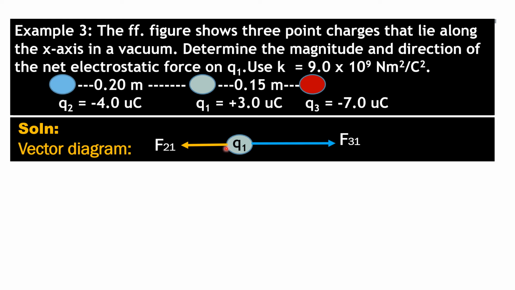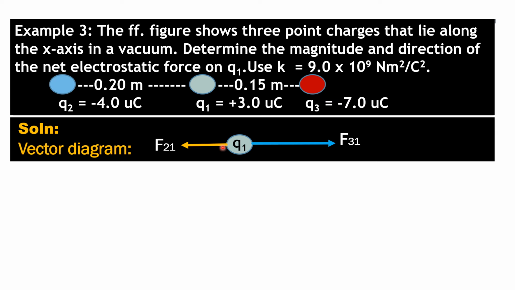And why is it directed to the left? Because we see the charge of Q1 being positive while for Q2, it is negative. In other words, we say that Q1 is being attracted to Q2. So the force exerted by Q2 on Q1 is directed to the left, meaning towards Q2.